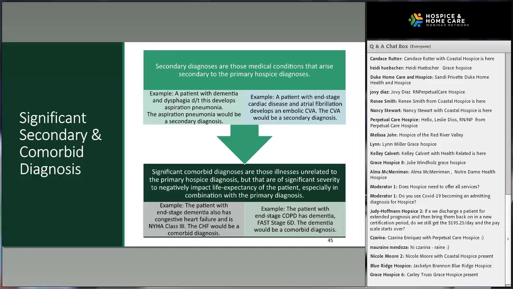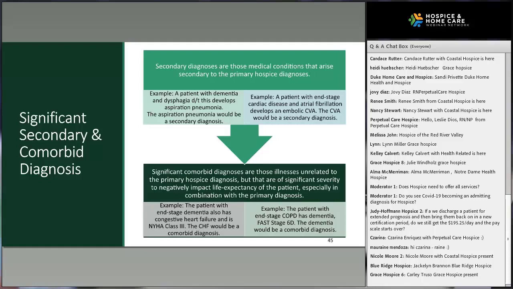Now, CHF could be a comorbid diagnosis. If we were just admitting the patient for CHF, which we will talk about in a slide or two down, we would need a Class 4 New York Heart Association classification if it was just that. But because we have a dementia with a CHF at a Class 3, and the odds are eventually they'll move to Class 4, you can combine those.